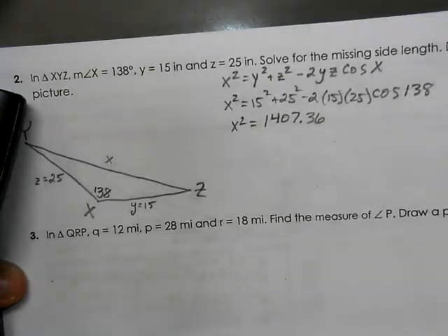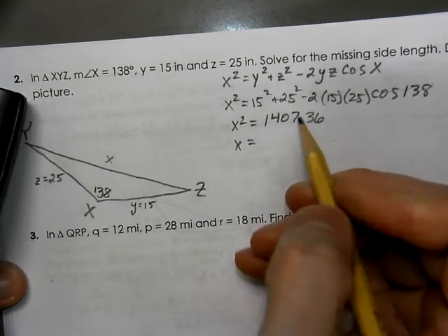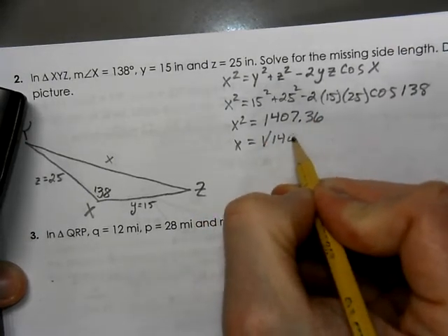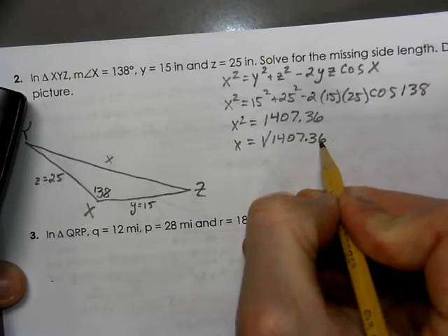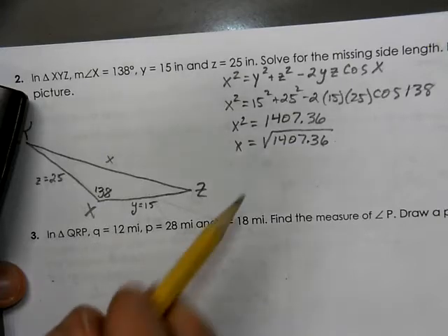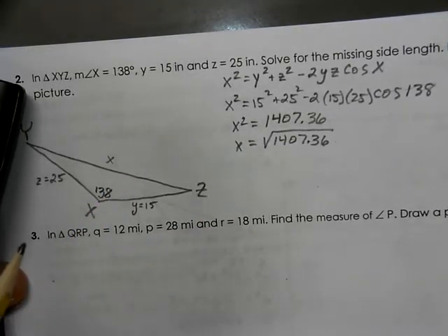So now we know what x squared is. To figure out what just x is, the side named x, we take the square root to get rid of the square. Now, if in your calculator you type in that exact number, you'll get an answer pretty close to what we have.